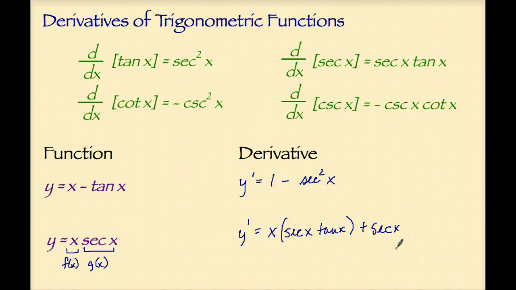Now, technically, this is your derivative, and it's almost as simplified as it can be, but perhaps just for fun, we will factor out the secant x. Since both terms have it, that leaves x tan x plus 1.